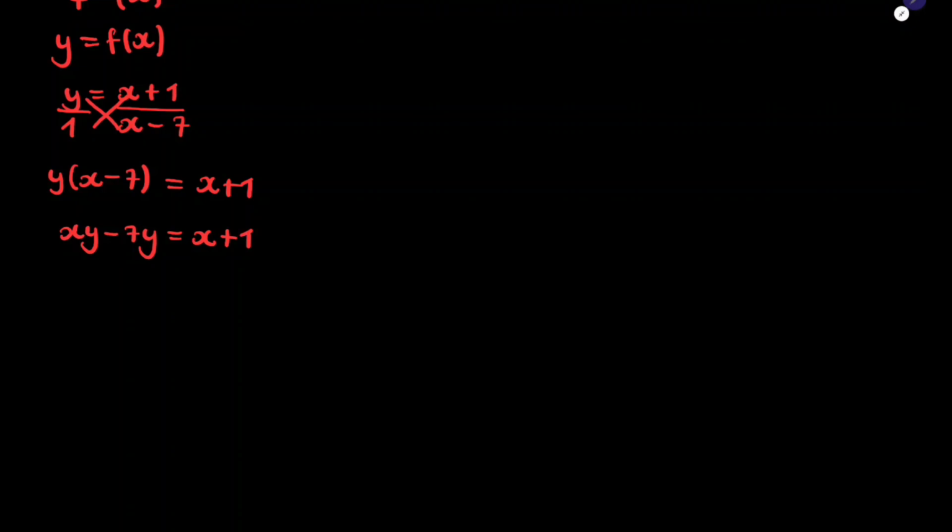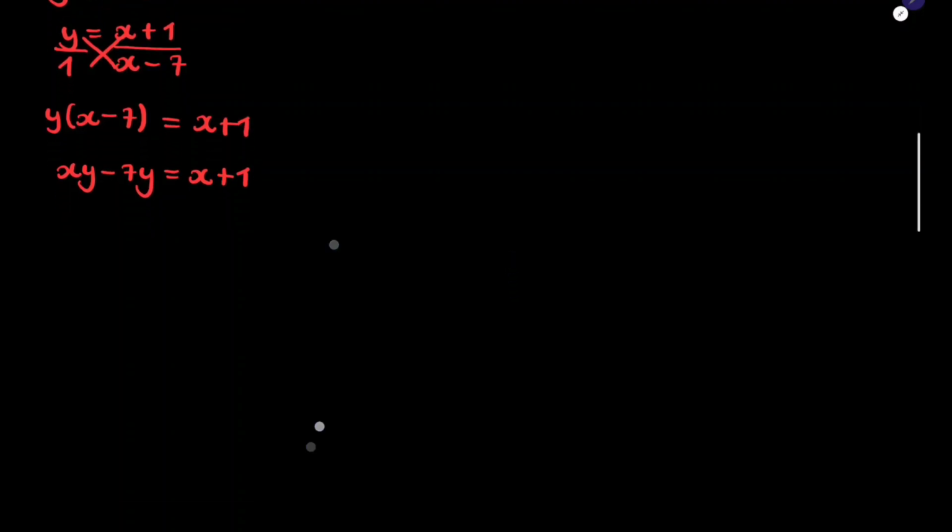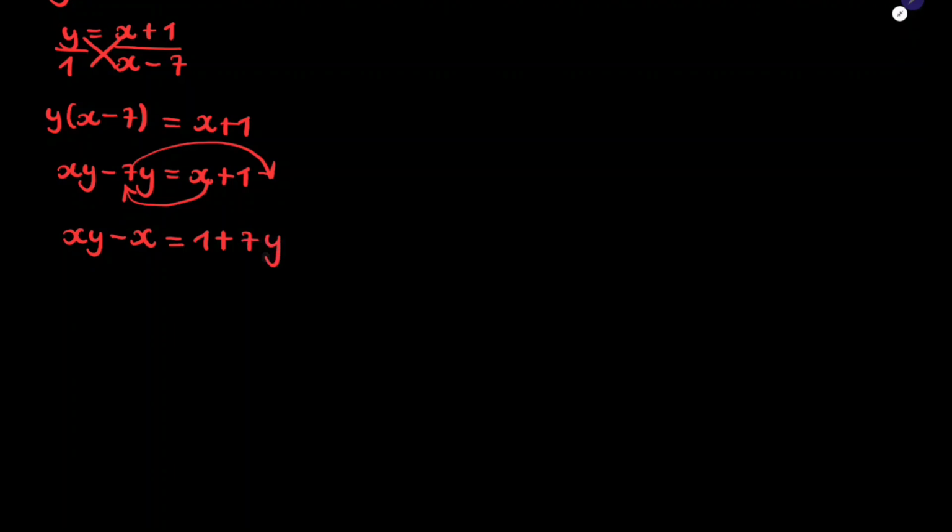Okay, so at this point, since we want to make x the subject of the formula, we are going to bring like terms together. Every term which has x, we are going to put on one side, and those which do not contain x, we are going to send to the other side of the equal to sign. So you will send this way, and you will take this way. From there we are going to have xy minus x equal to 1 plus 7y.